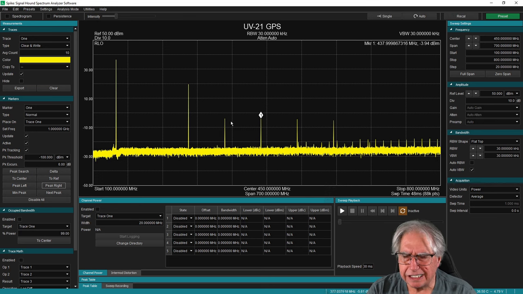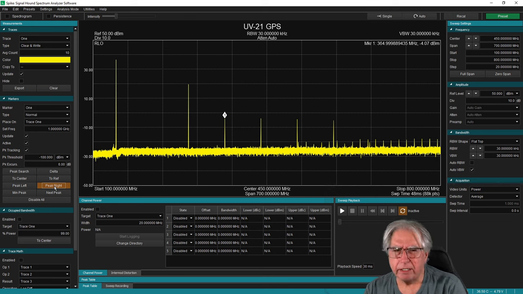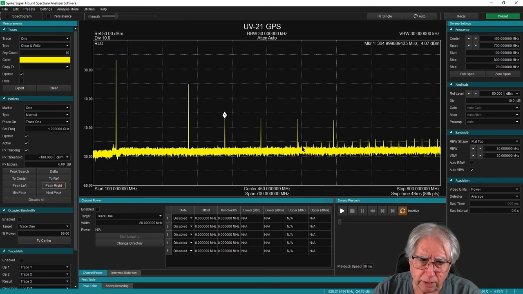What is this? Let's take a look. That is at 365 megahertz, and it's putting out minus 4 dB. It's dirty, and I don't know where it's coming from. It's a ghost. It's a ghost. And of course, the same thing with this, right? Over here.